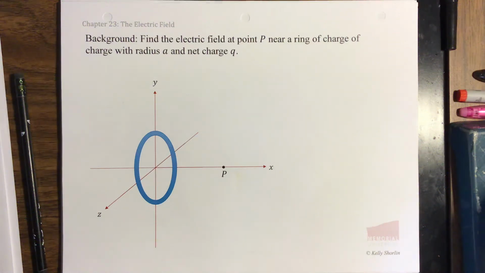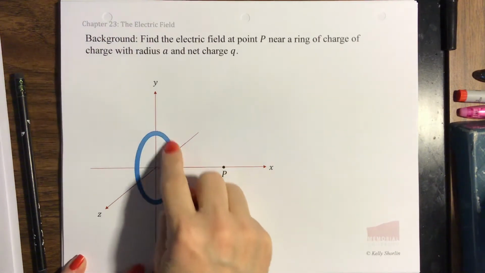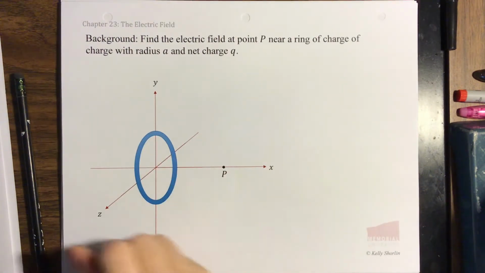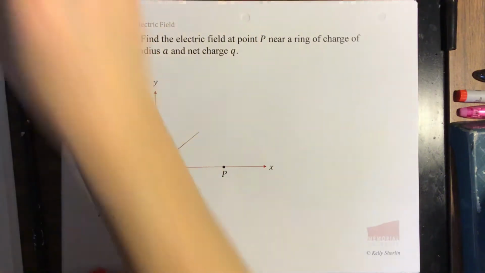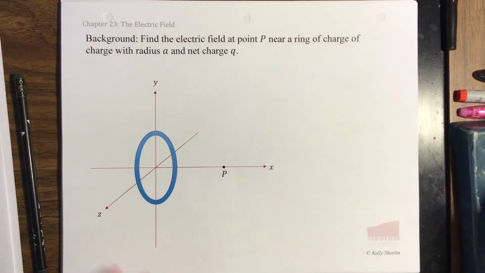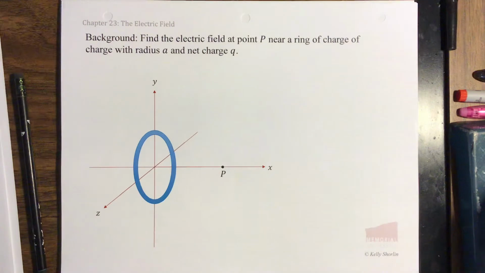So before we move on to our disk, let's do our background review. Let's find the electric field created by a thin ring of charge. We're going to set up our system. We're going to set up our ring so that it has a radius of A and a net charge that we're going to annotate by a lowercase q.